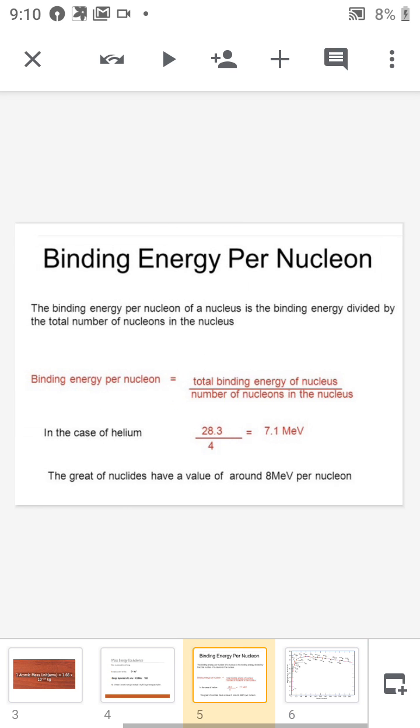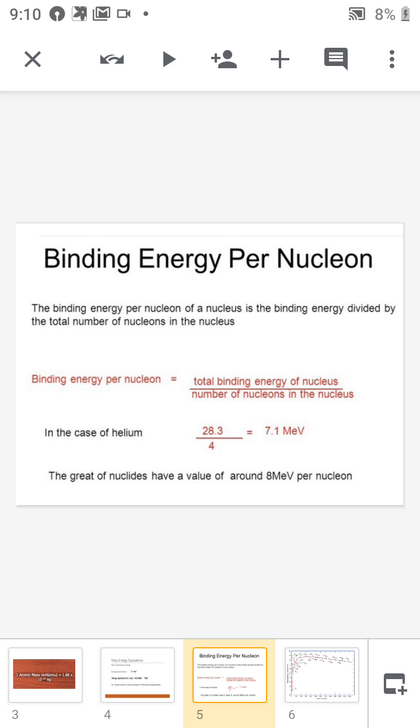Now we are moving to an example. In the case of helium, the binding energy of the nucleus is 28.3 divided by 4, the total number of nucleons present in the nucleus. So we get 7.1 million electron volt. That is the binding energy per nucleon, 7.1 million electron volt, which is close to 8. That means this helium nucleus is highly stable.